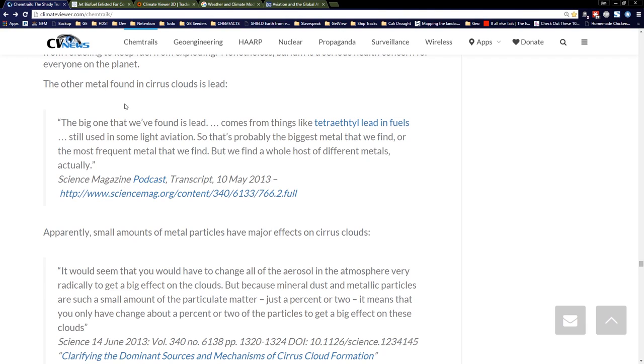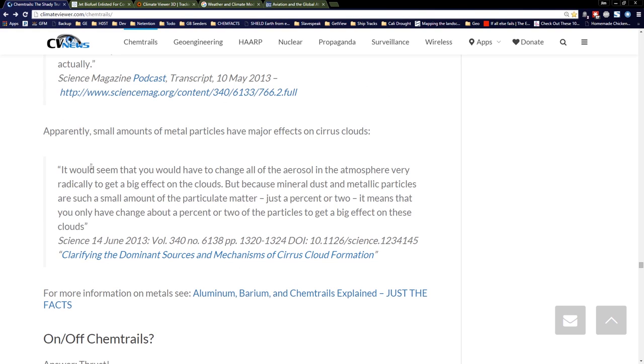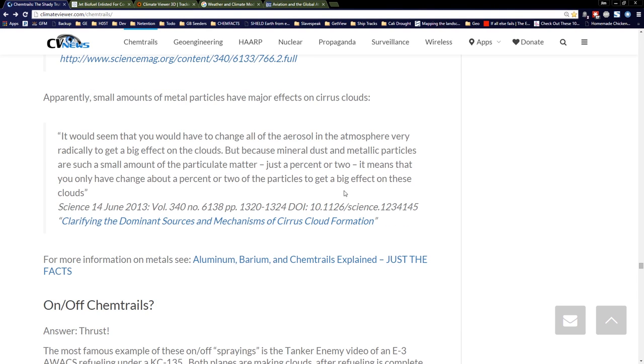The other metal found in cirrus cloud is lead. The big one we found is lead. It comes from things like tetraethyl lead in jet fuels, still used today in light aviation. It's probably the biggest metal we find and the most frequent metal we find, but we find a whole host of different metals, actually. And this is a guy talking in the Science Podcast, and he even says it would seem that you would have to change all of the aerosol in the atmosphere to get a radically big effect on clouds. But mineral dust and metal particles are such a small amount of particulate matter, just a percent or two. It means that you only have to change about a percent or two of the particles to get a big effect on clouds.